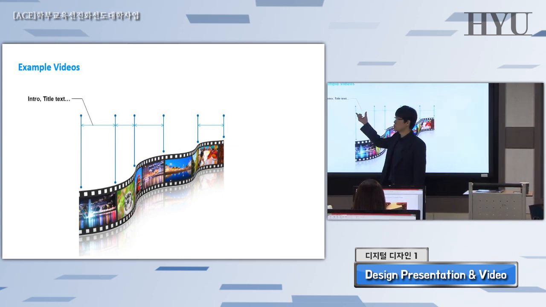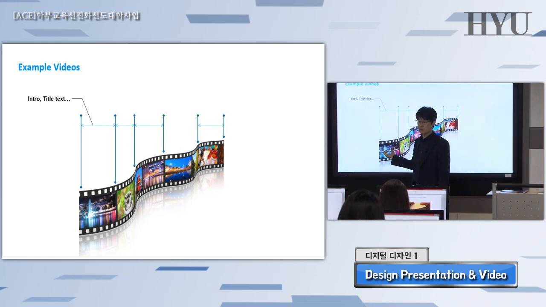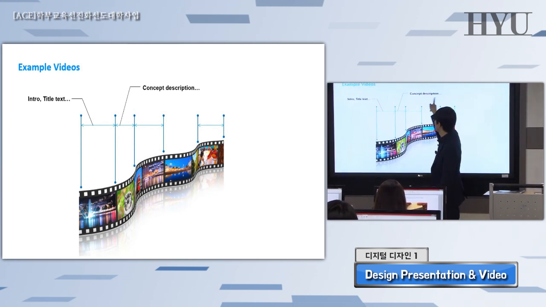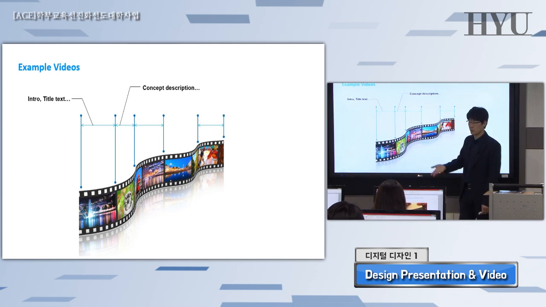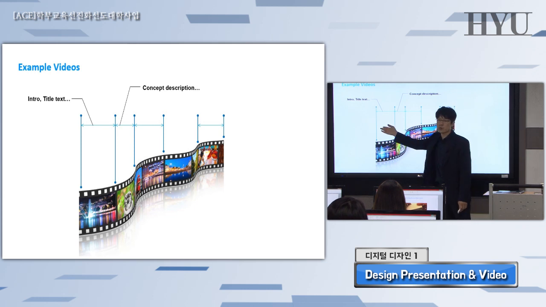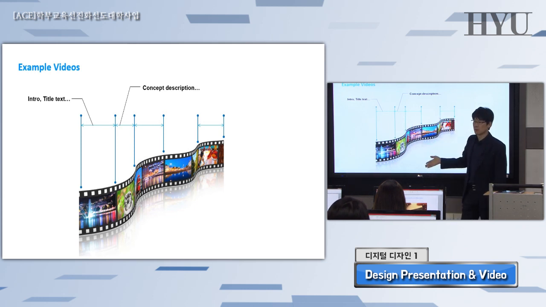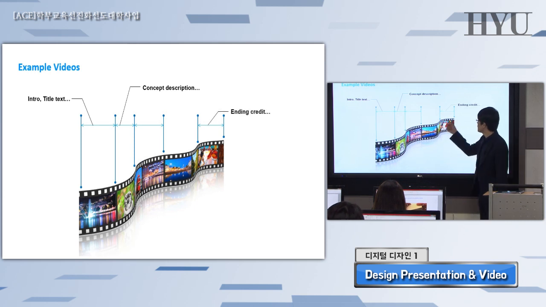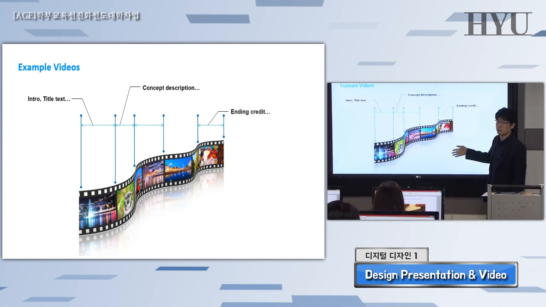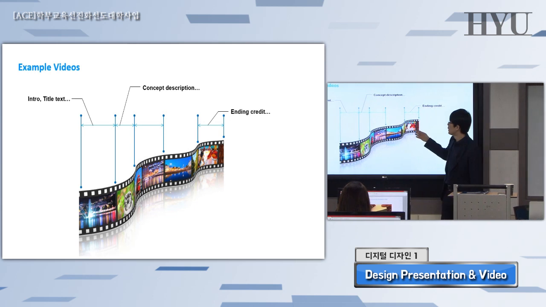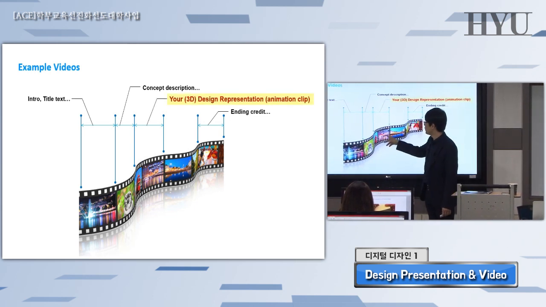Firstly, you have to put your title, introduction, and you have to describe what your concept is. This is the typical way. You don't need to follow this typical flow. It's up to you, okay? But I'd like to show you one of the typical approaches of video-based presentation. At the end, some ending credit, like Hollywood movies, your name, whatever. But actually, the most important part is the content, okay?